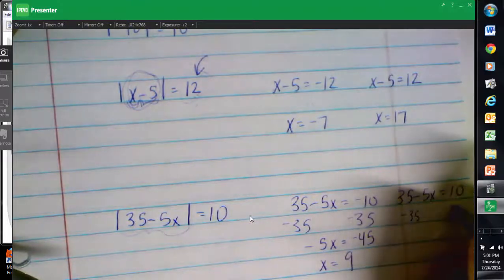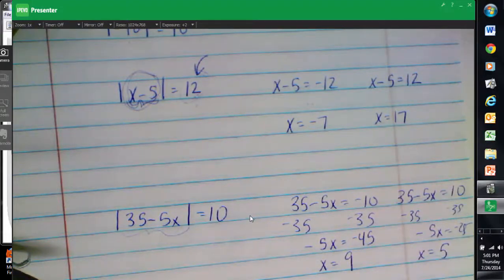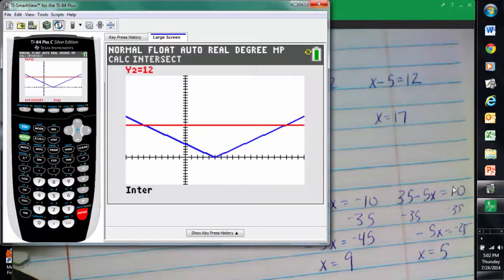Subtract 35 from both sides, so negative 5x equals negative 25. Divide by negative 5, and x equals positive 5. Now this is a good one to check on the calculator because you did a lot of negatives and you just want to make sure you didn't mess it up. If my graphing calculator program wasn't frozen, I would show you, but it is, so I can't.